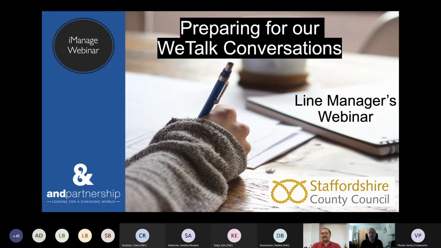Where we're up to in the iManage program is we're between workshop 2 and 3, and therefore this is helping you to think about the preparation needed for the conversations before workshop 3, which will look at how the conversations can be structured and also how to get yourself into the right frame of mind for those. So this is all about the preparation for them. I'll explain a little bit more about what we're going to be talking about in a second.